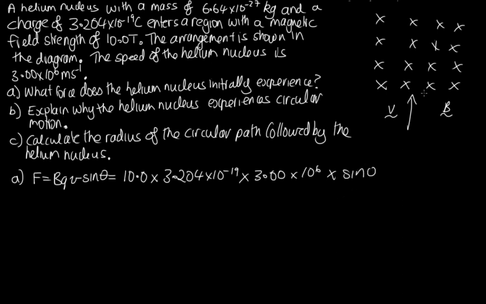And this sine theta is the angle between the magnetic field, which is into the screen, and the velocity, which is up the screen. So this is times sine 90, and sine 90 is 1. And so what we need to do now is enter this into the calculator, and when we do that, we get 9.61 times 10 to the minus 12 newtons. And this is to 3 significant figures, as the magnetic field strength and the mass are given to 3 significant figures.